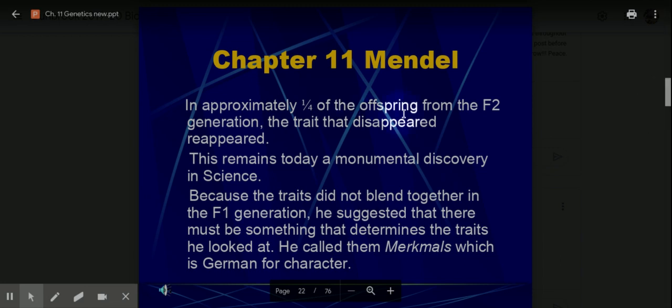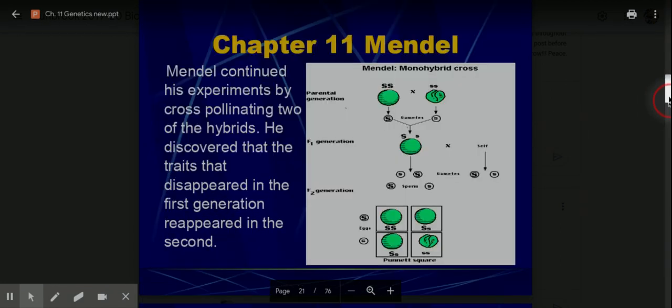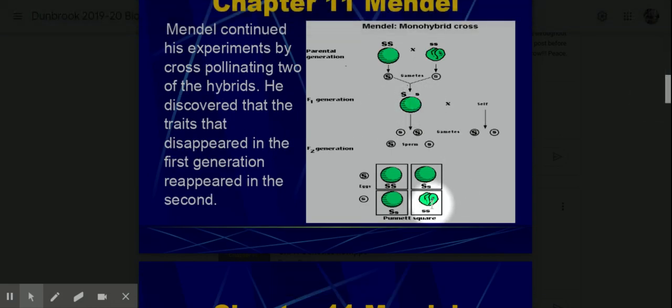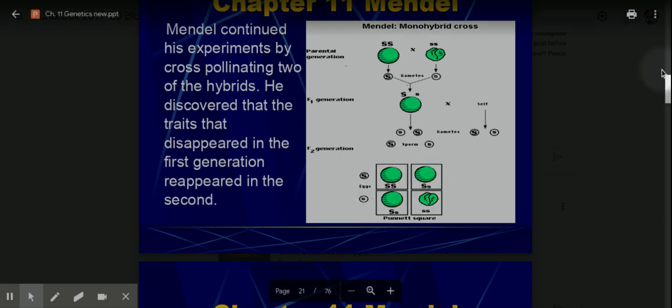In approximately 1/4 of the offspring from the F2 generation, the trait disappeared and reappeared. That's what we talked about up here, about this skipping a generation business. You didn't see any short in this F1 generation, and lo and behold, that short gene comes back, or that, in this case, I think this was wrinkled instead of smooth or something. I forget what the S stood for here.